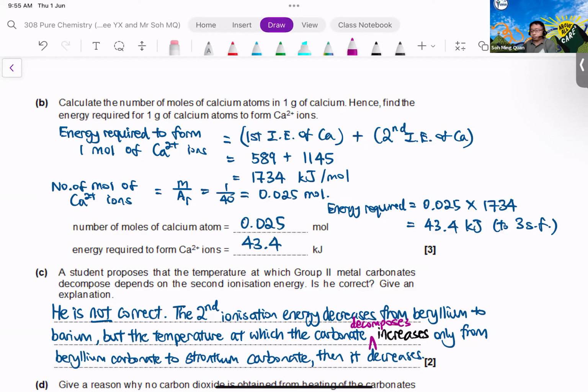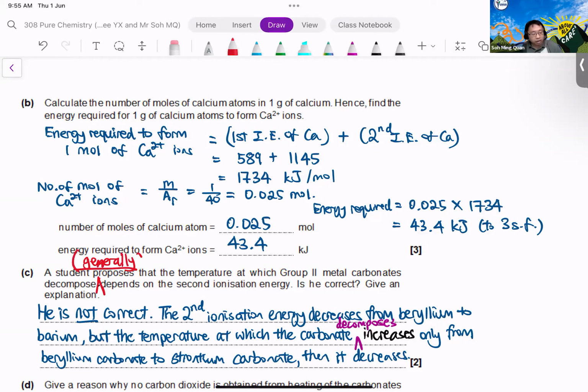Now, this student's claim is not correct because it sounds like it's true for all the group 2 metals. However, how can I make his statement correct? I can make his statement correct by adding just one word. To make his statement correct, I must say that the temperature at which group 2 metal carbonates decompose generally. So you need to add a word, generally. If I add this word generally, then the statement is correct.